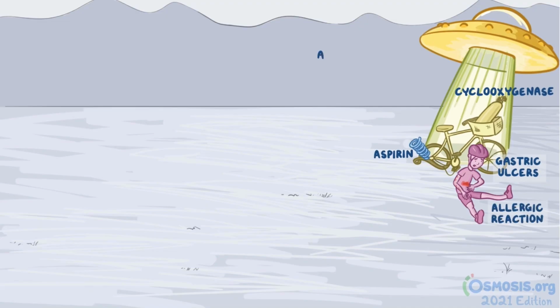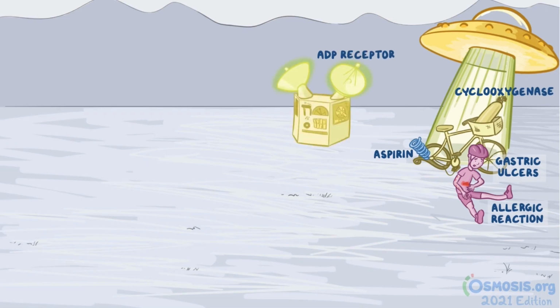Next, for the adenosine diphosphate receptor, let's use an alien transmitter with 2 phosphorescent radar dishes. The ADP receptor inhibitors will be the aliens operating this machine, one of whom looks like a pig-dog hybrid for clopidogrel. The other 2 alien abominations are goofing off.